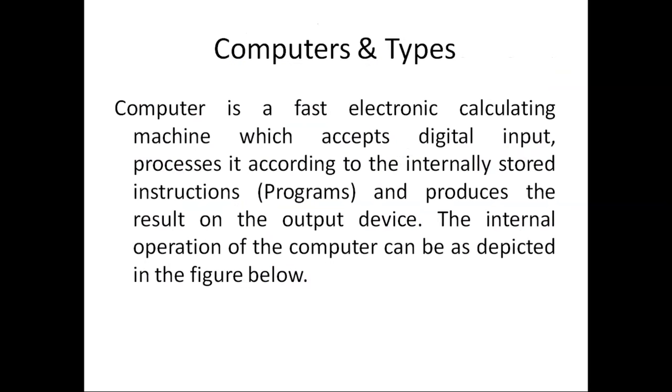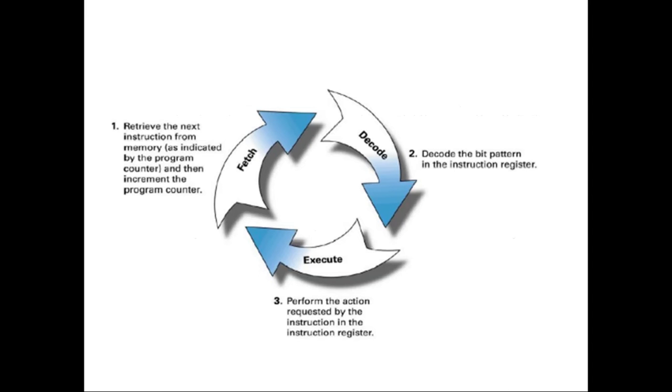Now let us see what computers are and their types. We have the definition with us. A computer is a fast electronic calculating machine which accepts digital input, processes it according to its internally stored instructions or programs, and produces the result on the output device. The internal operations of this computer can be depicted in the figure below. If you see this diagram, you see 1, 2, 3 points are there.